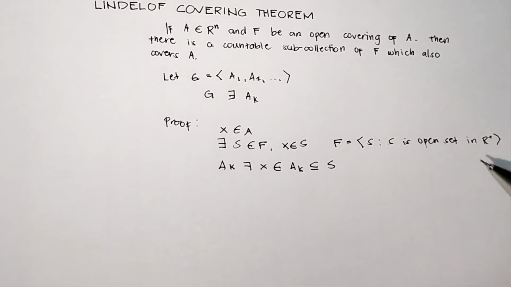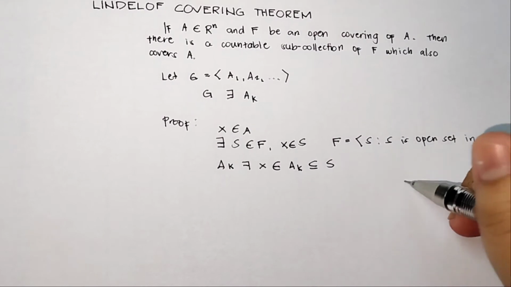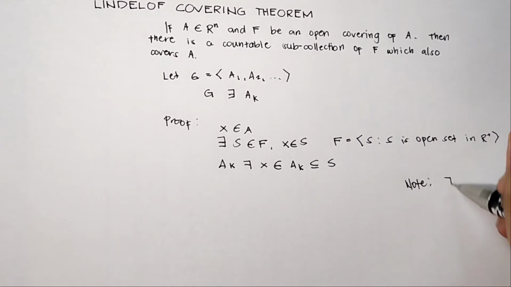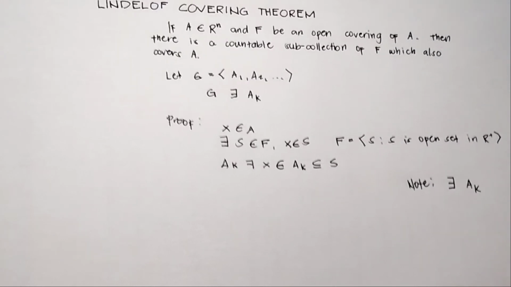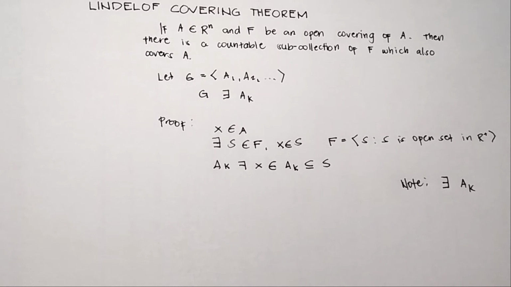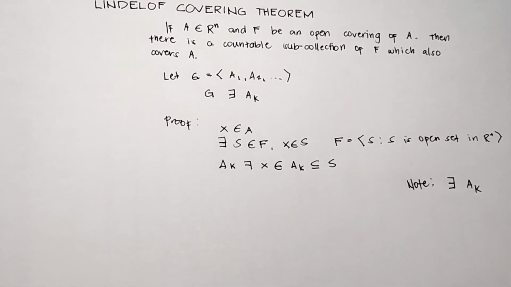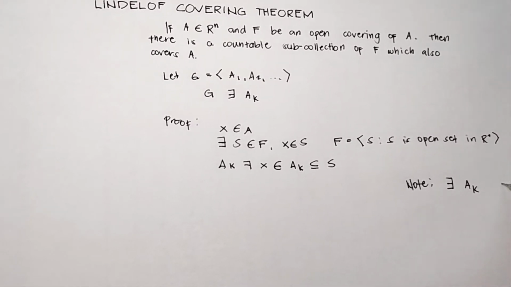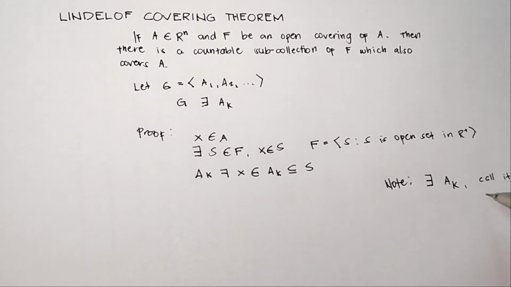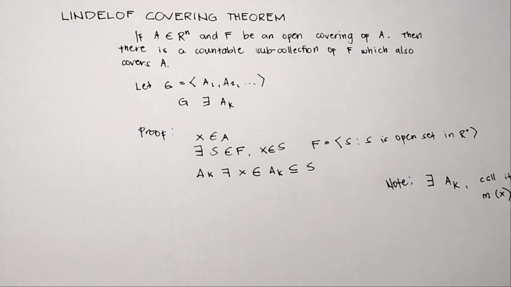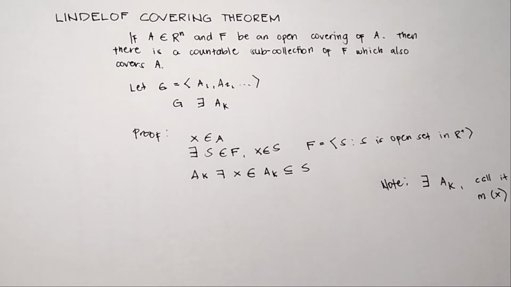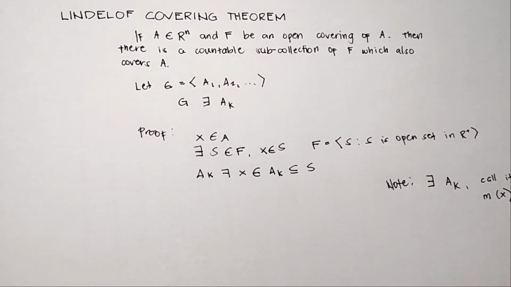So let's make a note. Note that there exists A_K because it is infinite in G. It is infinitely many, but we need to choose only one, the minimum index, and call it M_x. So from the K's, we will choose just one, and we call it M_x, right?